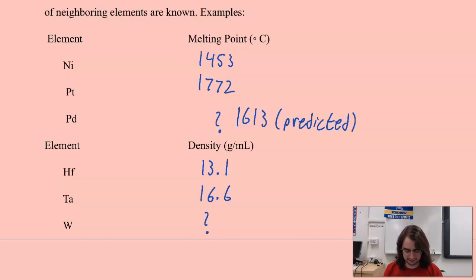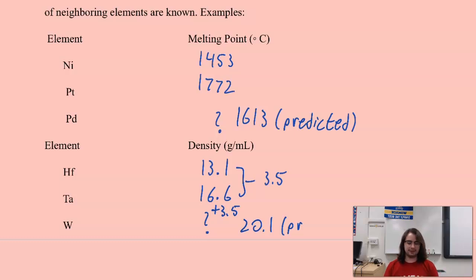So if we were to take the difference between the two, we would find that the difference is about 3.5, okay? So if we add that 3.5 to that 16.6, we would get 20.1 as our predicted value. So again, that 3.5 is the difference. Our actual density for tungsten is 19.3, which is pretty close. It's actually a lot closer than the other one. So it goes to show that there actually is value in this. We can use these as a way to assume the physical properties of neighboring elements.